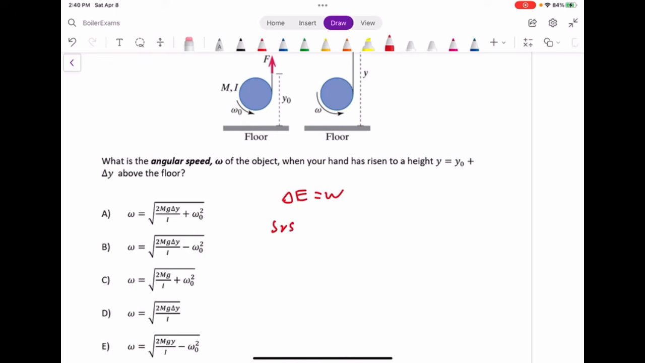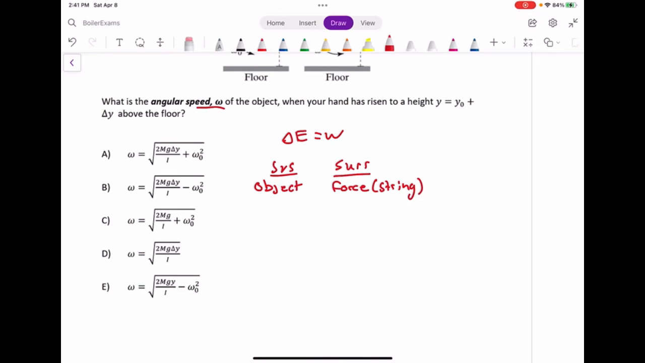And let's pick our system and surroundings: the object. We're going to want to use an extended system here because we want angular speed omega. You don't consider k rotational in the point particle system. So let's pick the extended. In the surroundings, we're going to put the force of the string. So what is this going to look like? We're going to have delta k trans plus delta k rotational, which equals work, which equals FD.